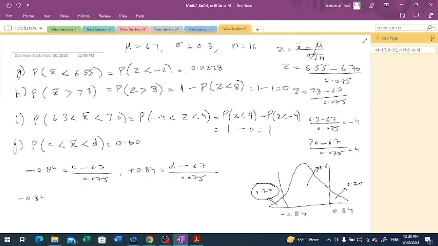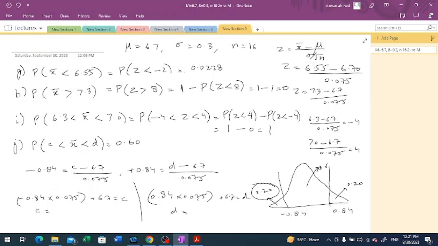Now again we will do the same thing. Minus 0.84 will be multiplied by 0.075, and then we add 6.7 to it, and this is how we get the answer for the value of C. Similarly, plus 0.84 multiplied by 0.075 and plus 6.7 equals D.